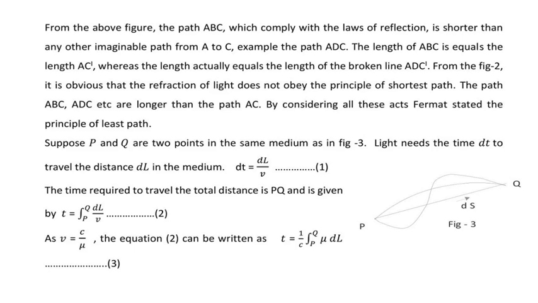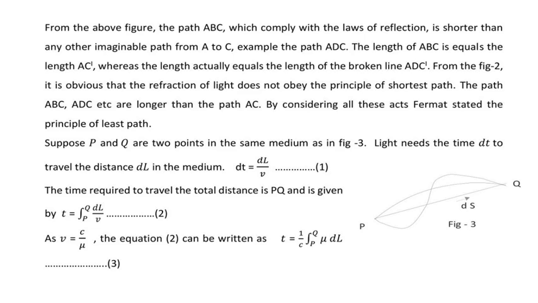Suppose P and Q are two points in the same medium. As in figure 3, light needs the time dt to travel the distance dl in the medium. dt is equal to dl by v. Call that equation 1. The time required to travel the total distance PQ is given by T is equal to the integration between the limits P to Q of dl by v. Call that equation 2.